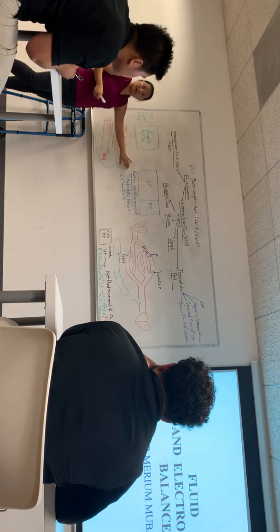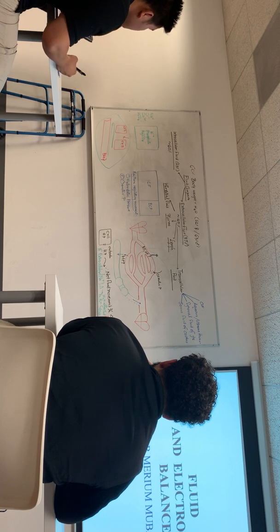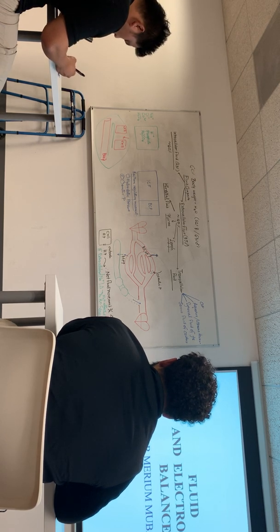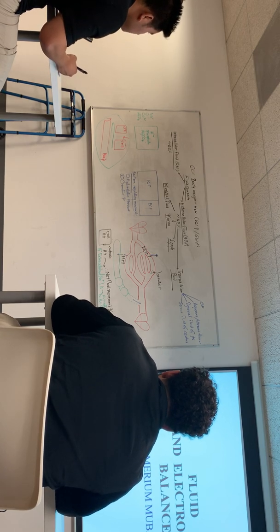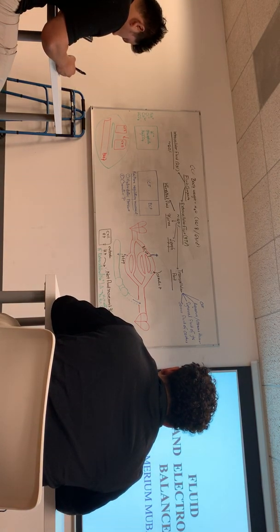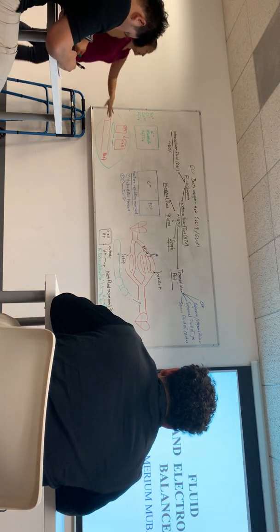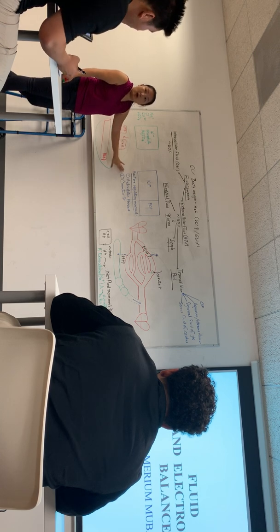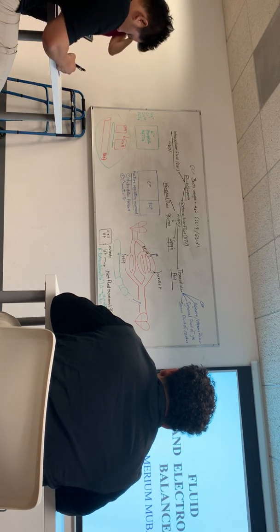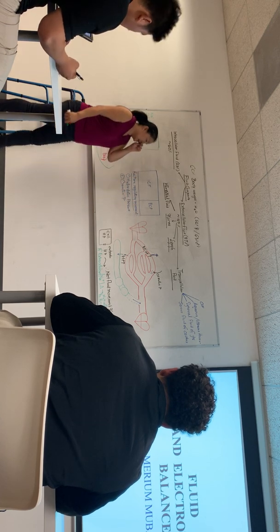That's hydrostatic pressure. What was osmotic pressure? Pulling in. What was pulling in? Proteins or ions? Ions, solutes. Wherever the solute concentration is higher, that solute is going to pull the water towards it. That's osmotic pressure. So we need to keep that in mind when we're thinking about where water travels and how it travels.